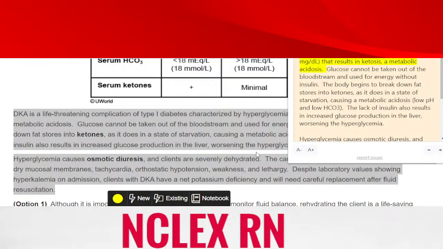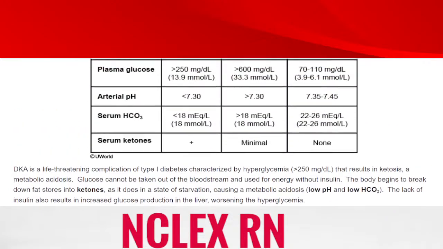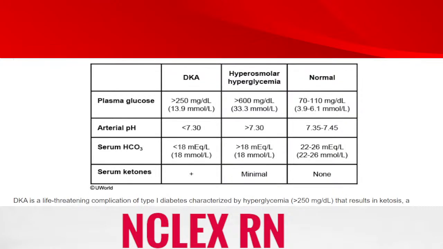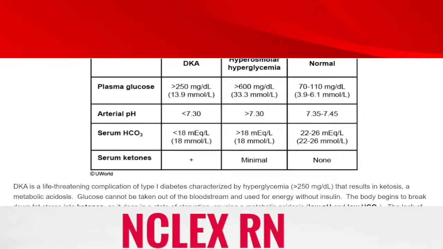DKA is a life-threatening complication of type 1 diabetes characterized by hyperglycemia greater than 250 mg per deciliter that results in ketosis, a metabolic acidosis. Glucose cannot be taken out of the bloodstream and used for energy without insulin. The body begins to break down fat stores into ketones, as it does in a state of starvation, causing a metabolic acidosis, low pH and low HCO3. The lack of insulin also results in increased glucose production in the liver, worsening the hyperglycemia.